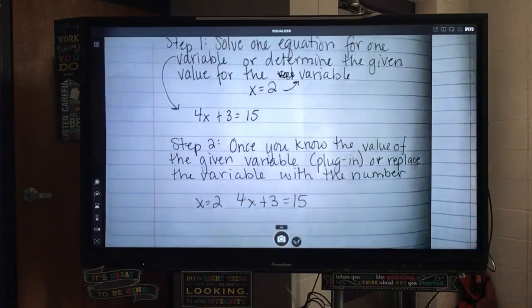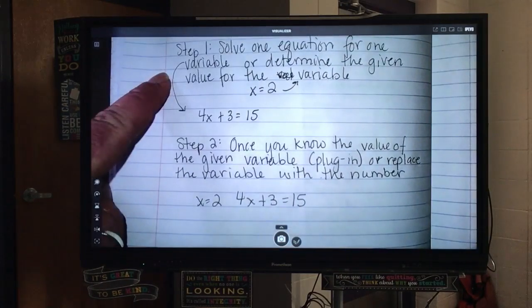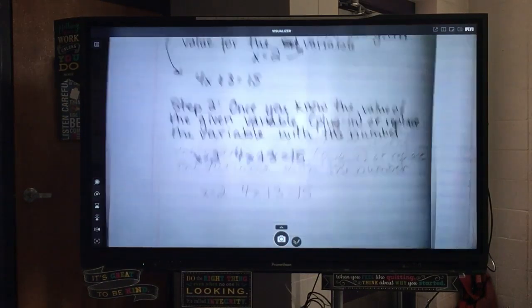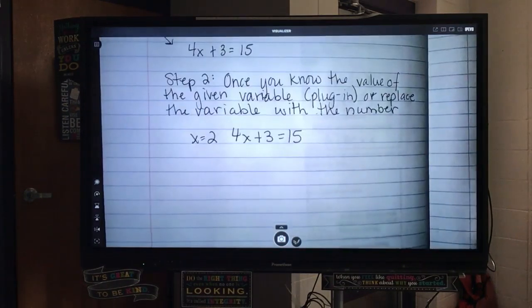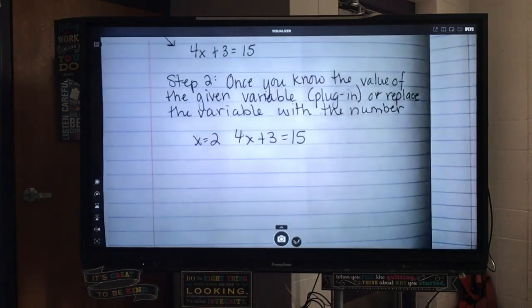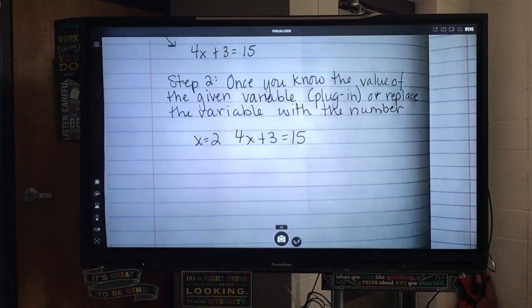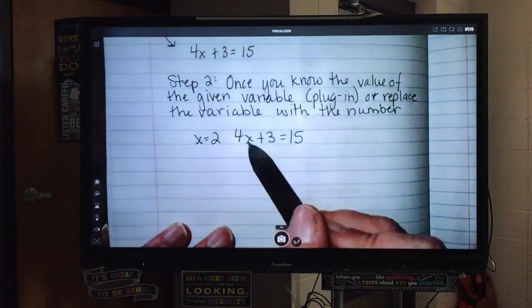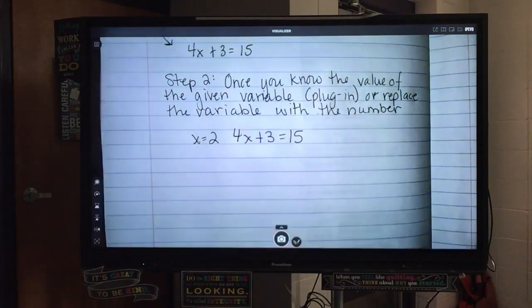Does everybody have the top one? Yes. I don't want to go too fast. Okay. All right, so what step number 2 is, and this is really what we're going to be dealing with, like I said, in 6th grade and a little bit of the 7th grade stuff. So x equals 2, we're going to plug in the 2 for the x. So we're plugging or substituting.